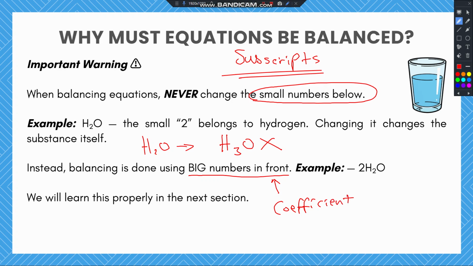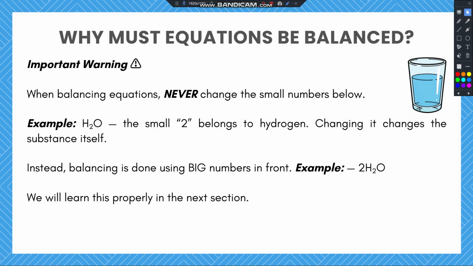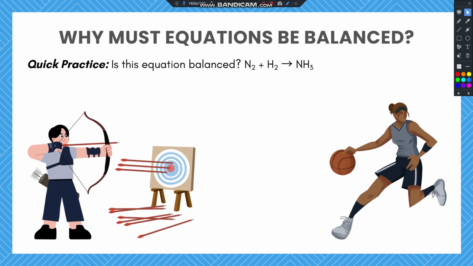So you can see when we were balancing the equation in the first example, H2 plus O2 giving us H2O, we never changed a small number. All we did was to introduce big numbers, coefficients, into the equation. So we're going to be learning about this properly in the next session. I just thought to bring this up to make you aware of what is acceptable in balancing chemical equations.